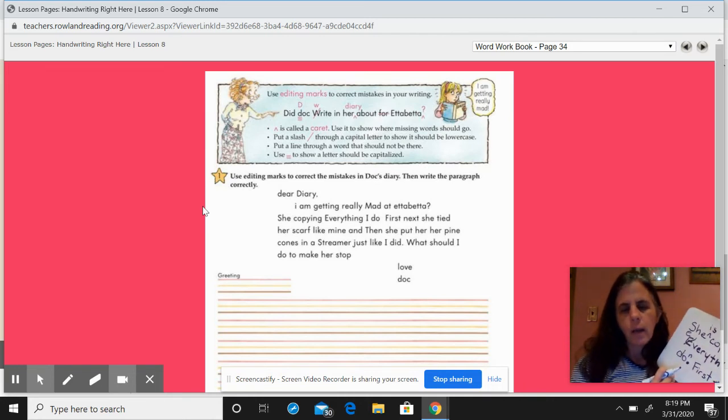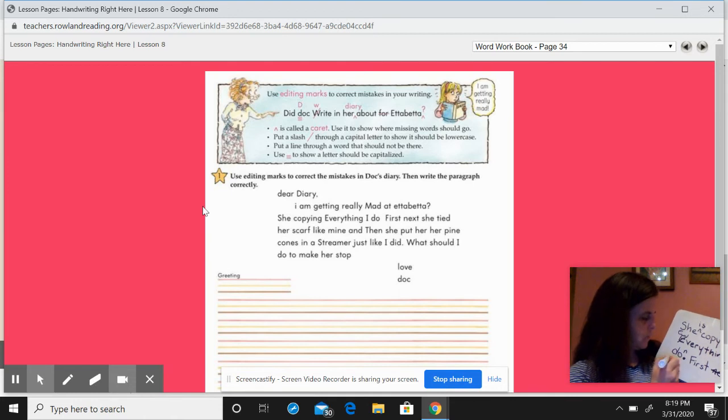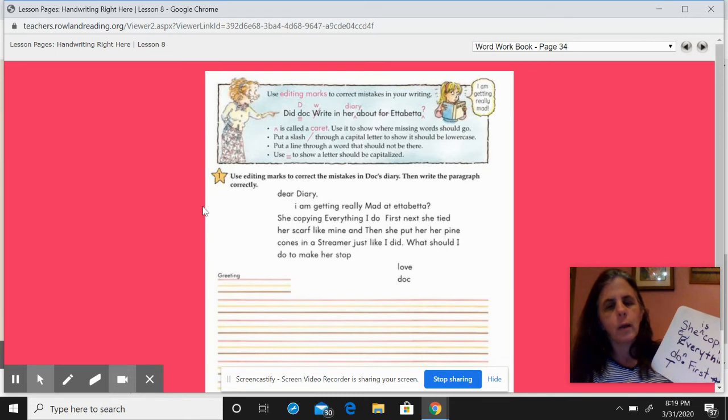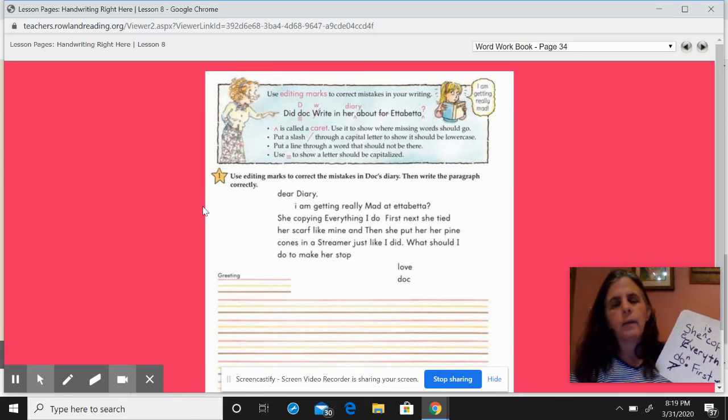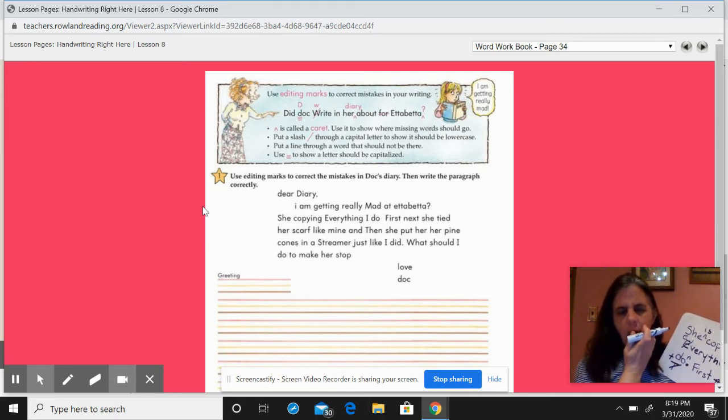So we can write a compound sentence here and write first, she tied her scarf like mine, and then, but then's not going to be a capital T. We actually want to put a slash line through it because it should be a, great, I can hear you, a lowercase t. And then she put her pine cones in a streamer just like I did.